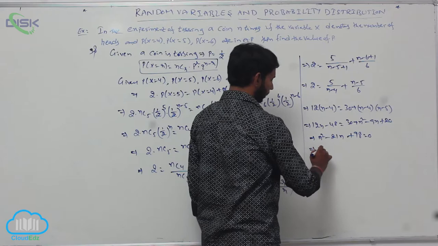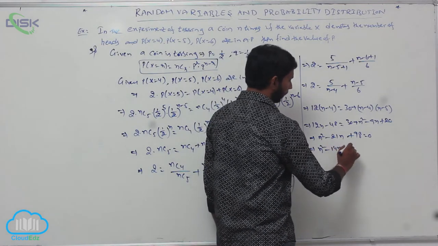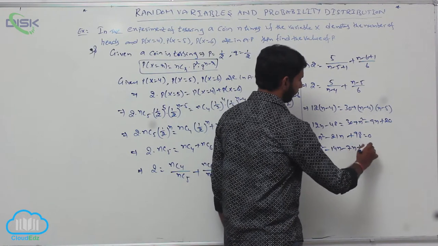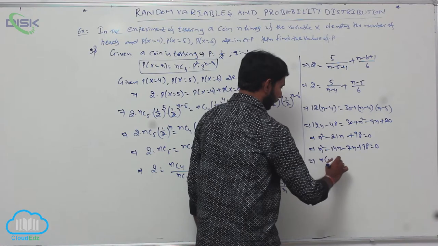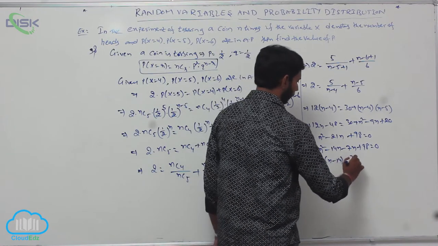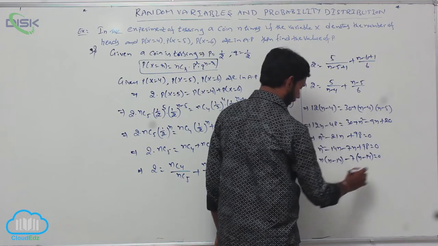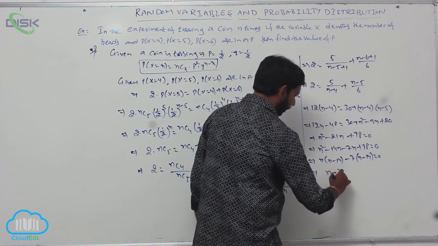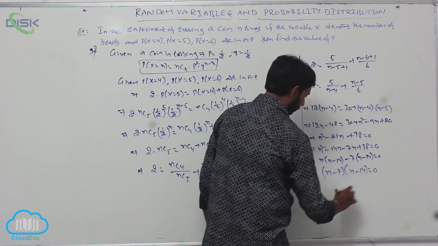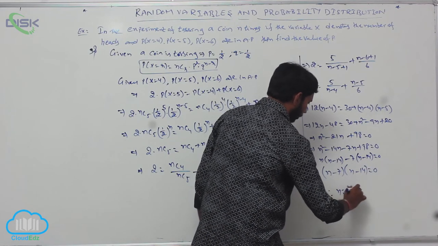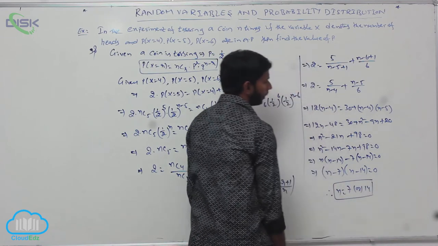Write the factors, that is n square can be written as minus 14n minus 7n plus 98 is equal to 0. In the first two terms n is common, there is n minus 14, and in the last two terms minus 7 is common, there is n minus 14. It implies n minus 7 into n minus 14 is equal to 0. Therefore n is equal to 7 or 14.